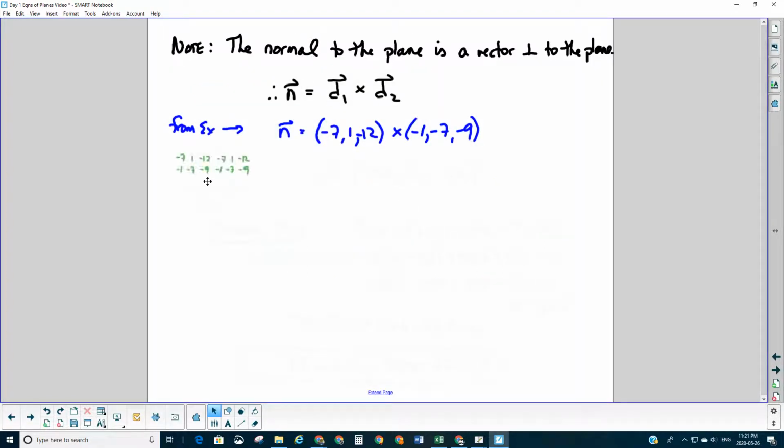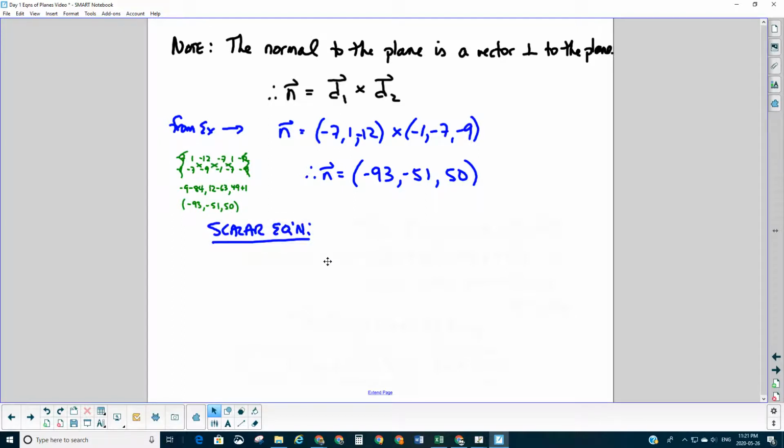Okay, so I'm just going to bring all these back. There is a scalar equation. And if you remember, the scalar equation was found by taking the normal, and it became the coefficients of your equation. So if the -93 is in the x position, it's -93x, and then minus 51y, and then a plus 50z, plus some constant equals 0. Now, when we were doing lines, that constant was a c, but now we're doing it with planes, so the c position here is going to be the d.